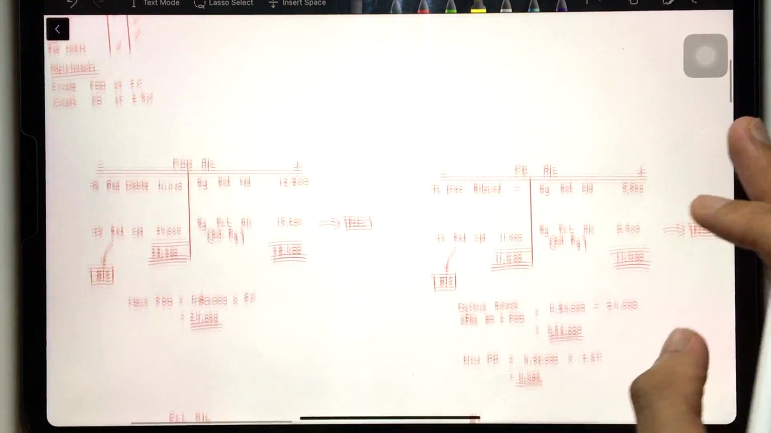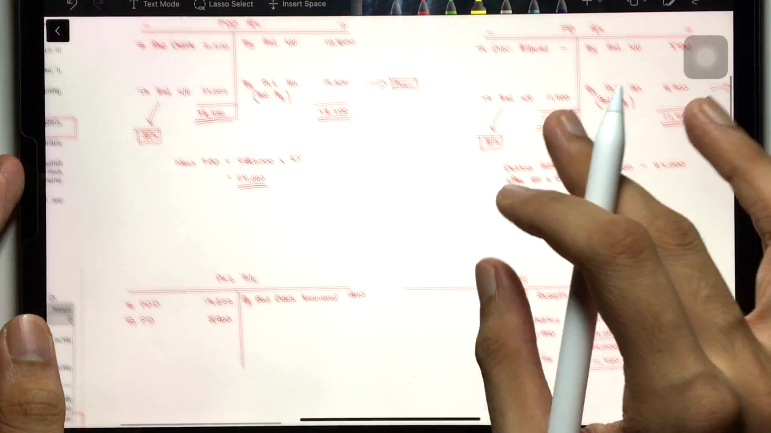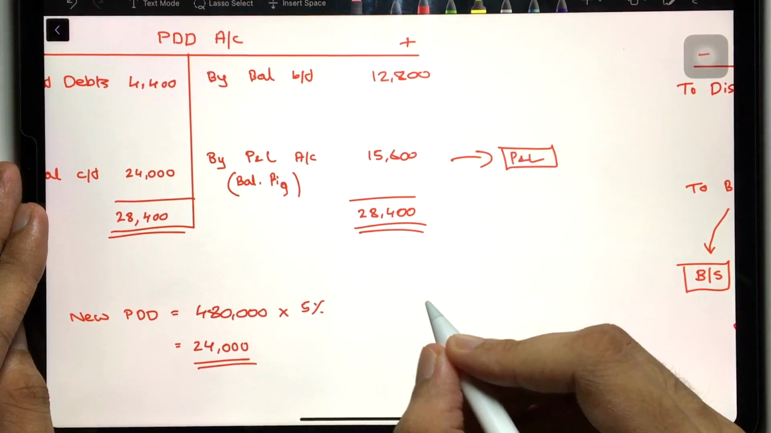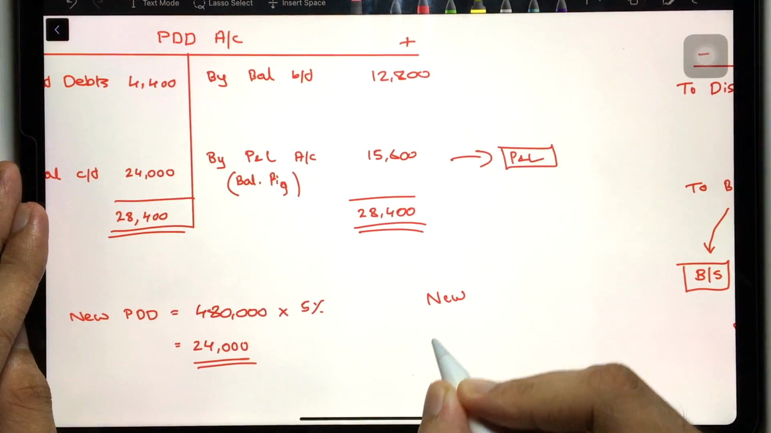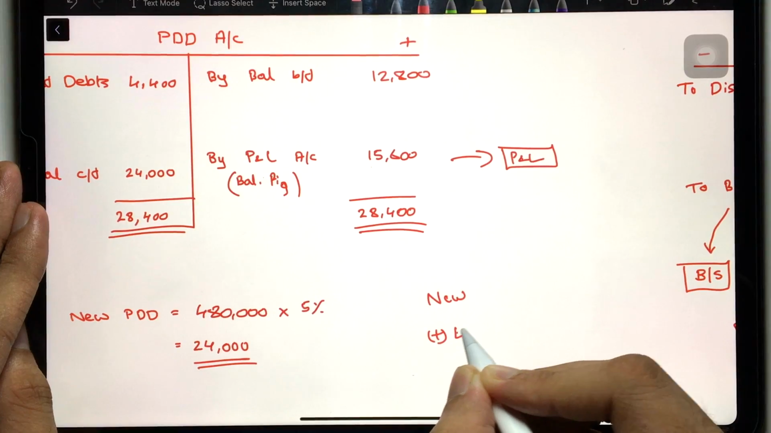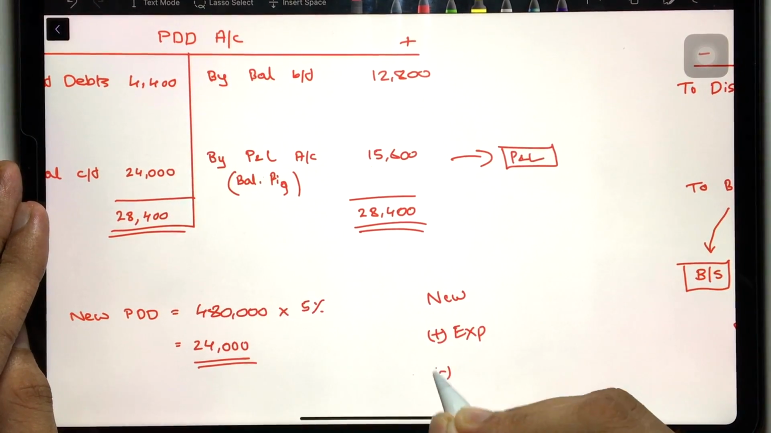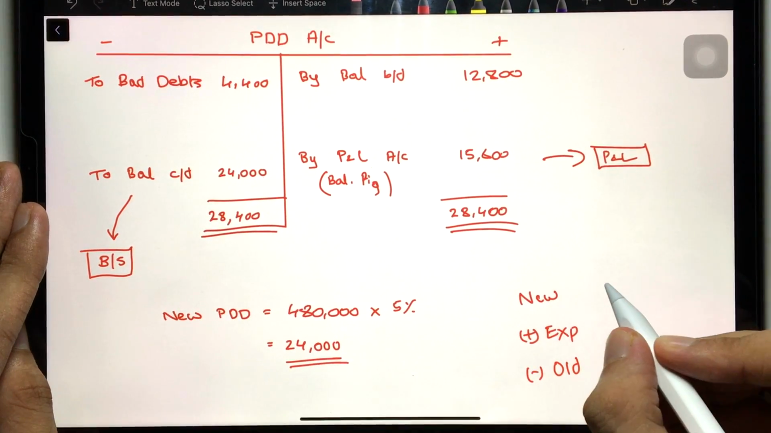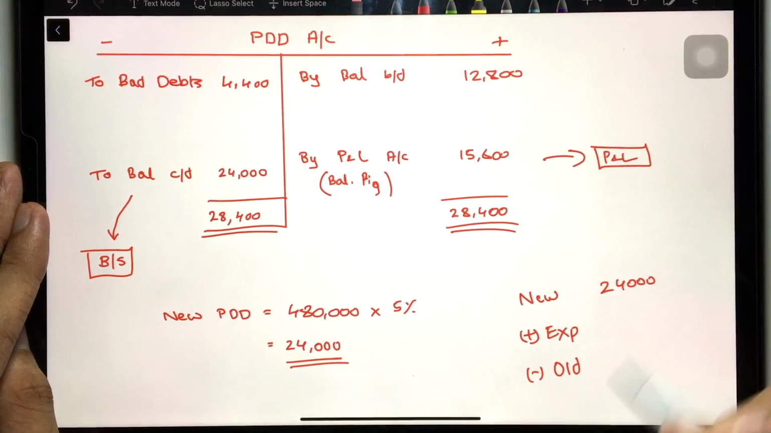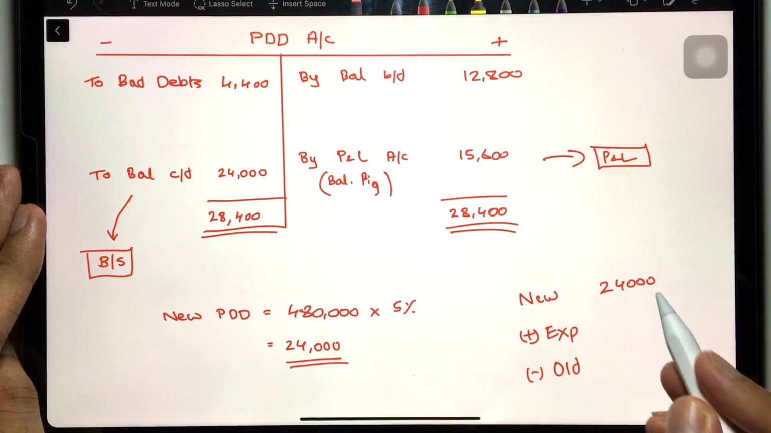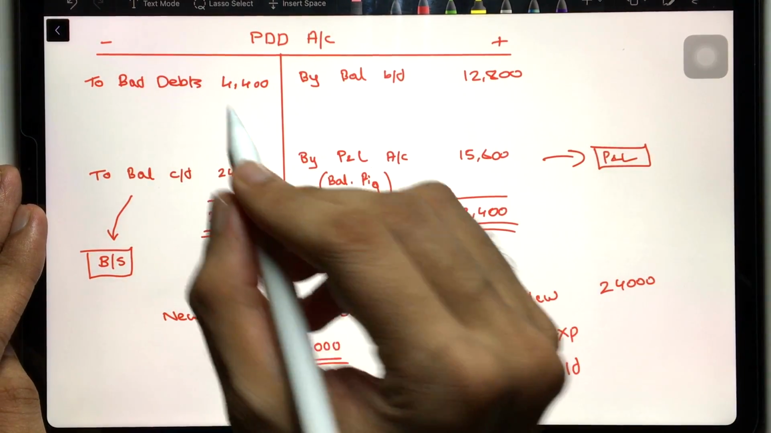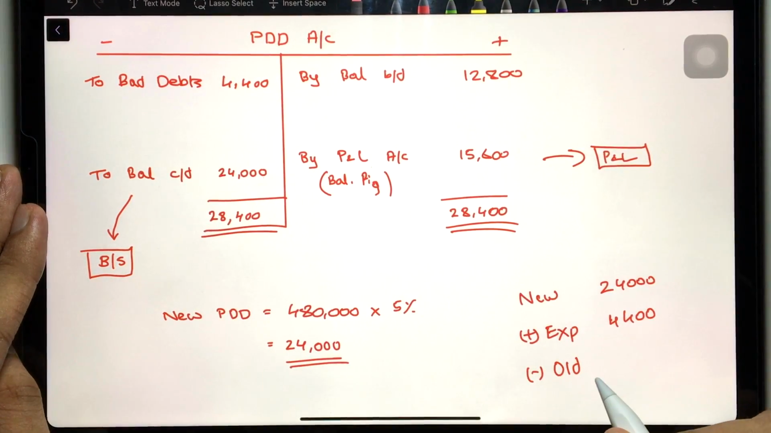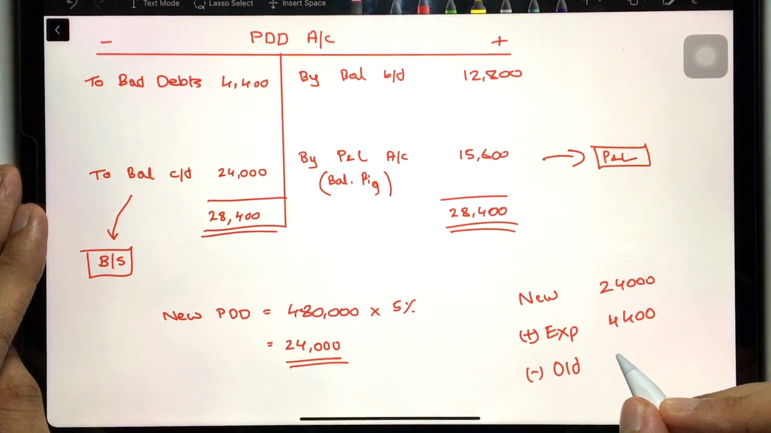Easy. Now shortcut. We were talking about the shortcut. See, shortcut is like this. What you do in shortcut is, you take new plus expense minus old. This is what you do. So new means what? The new provision which you have to maintain, that is 24,000. This calculation you have to do, 24,000. And then expense is what? 4,400. This shortcut works for every provision, not just bad debts. Minus old provision. Old provision was 12,800.